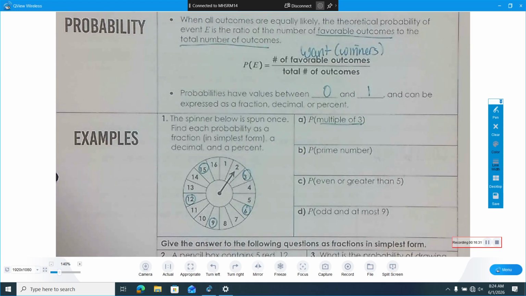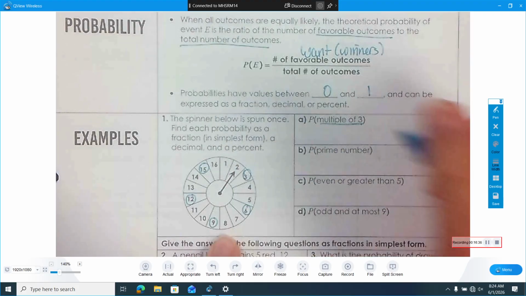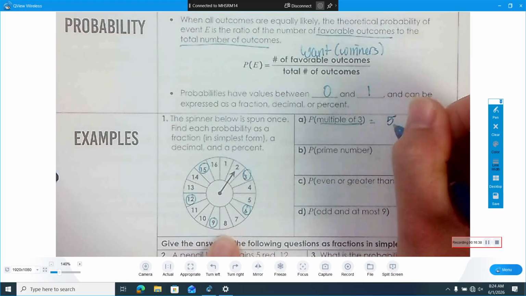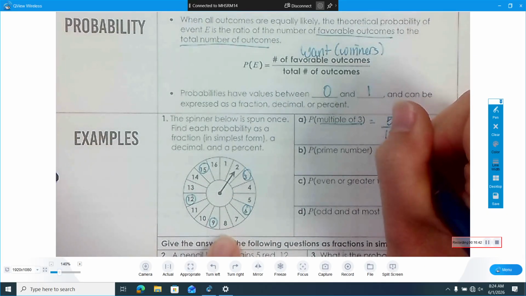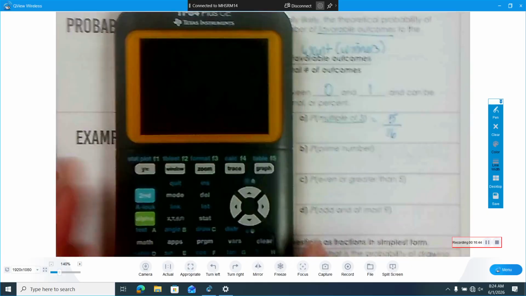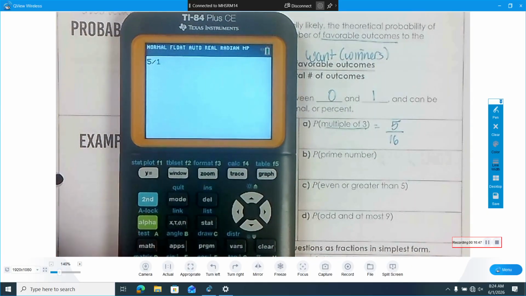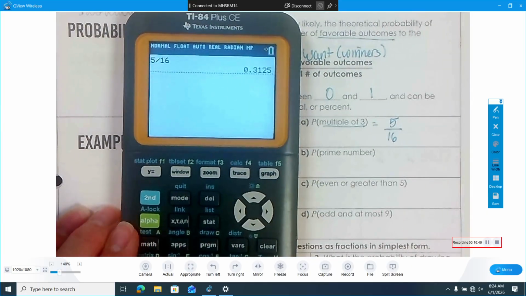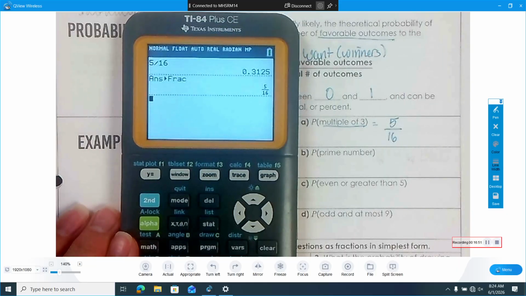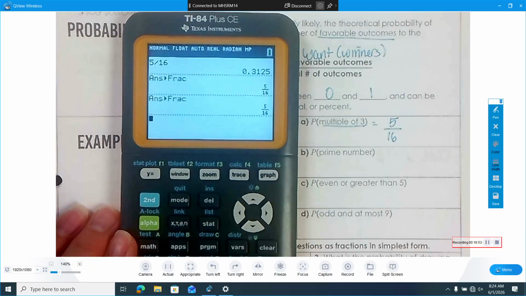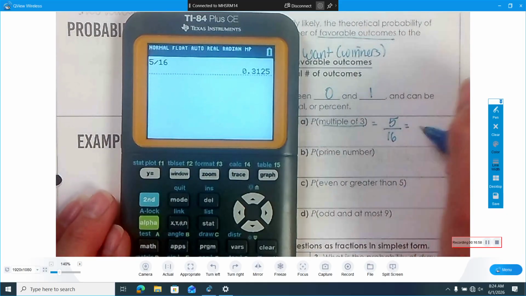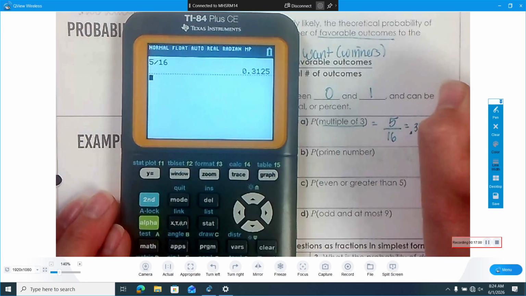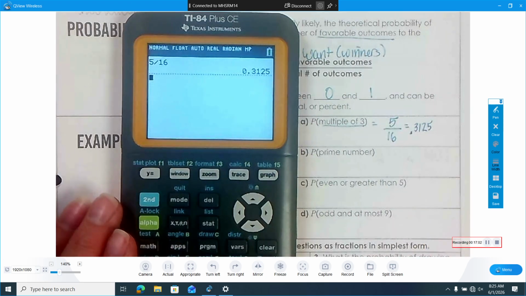That's a favorable outcome. So how many winners are there? 5. 1, 2, 3, 4, 5. So that's a winner. So that's 5. Out of how many possible places could we land on? 16. So 5 out of 16. That's our simplified fraction. You can see 5 out of 16 doesn't reduce. We can math frac it. It doesn't reduce. But as a decimal, 5 out of 16 is just 0.3125. So that's the decimal.